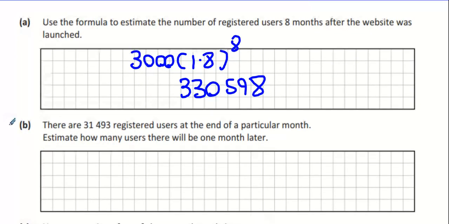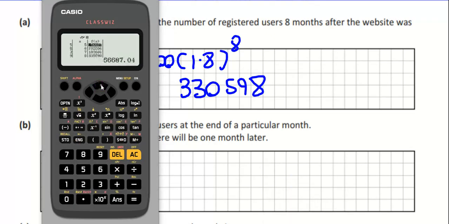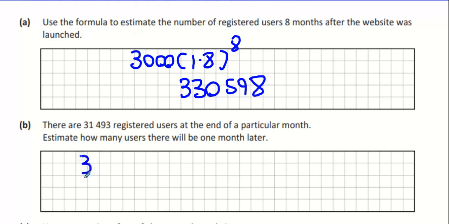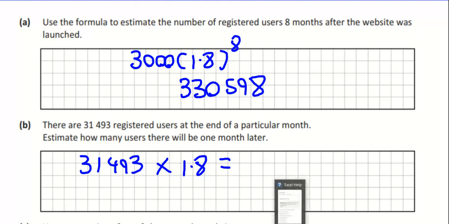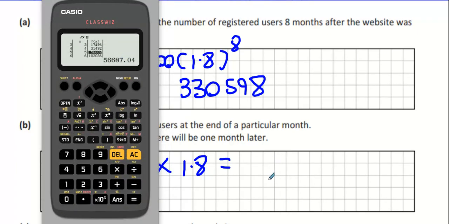Now, in 1 month, there's 31,493. Is that in this question here? They rounded it up in that case, see that? And then the next month was 56,688. But long story short, what's the general gist? To go from 1 month to the next, you increase it by 80%, isn't it? So will somebody tell me what you get in the calculator when you multiply 31,493 by 1.8? What do you get?